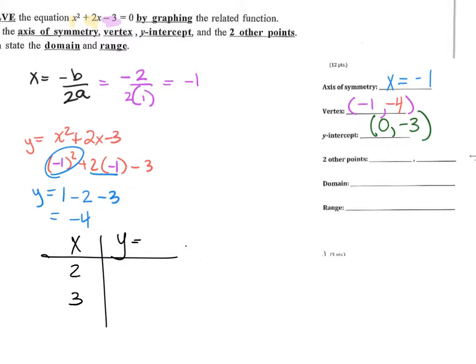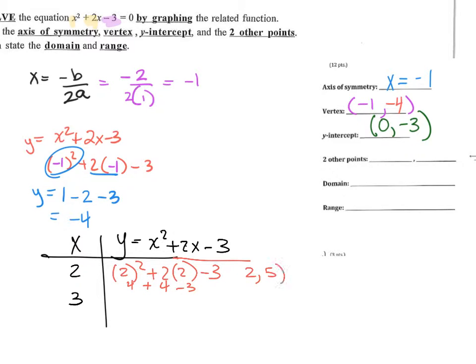We know that the function is that y is equal to x squared plus 2x minus 3. So if I was to plug in 2, it would be 2 squared plus 2 times 2 minus 3, which would give me 4 plus 4, which is 8, minus 3 is 5. So when x is 2, y is 5. That's 1 point.